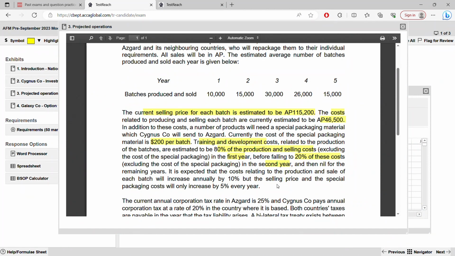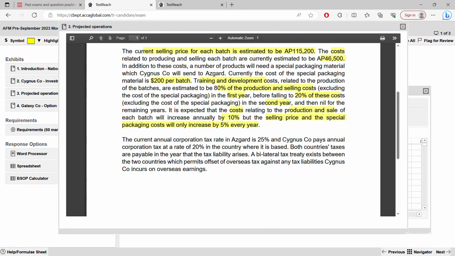Now, the inflation, okay? The cost for production and sales will increase by 10% annually. This is the inflation. But selling price and special packaging cost will only increase by 5%. Two things will increase only by 5%. Okay. Now the tax rate.